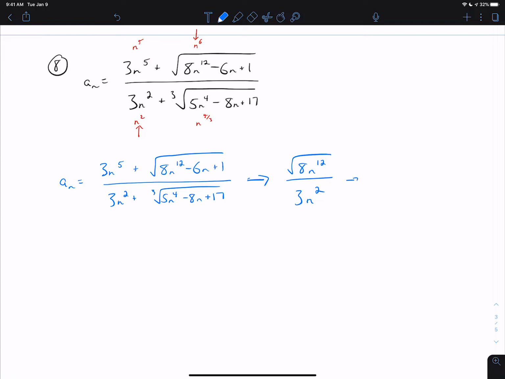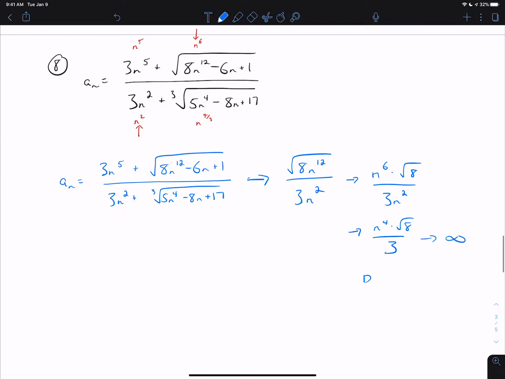We can simplify that by rewriting this as n to the sixth times the square root of 8 over 3n squared. That approaches n to the fourth times the square root of 8 over 3. That then approaches infinity. So this sequence diverges.